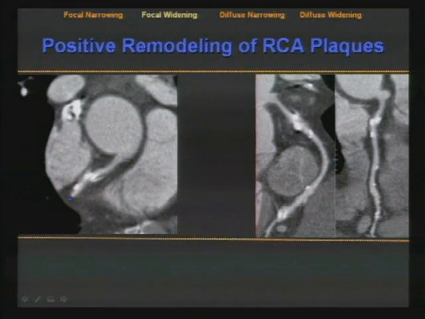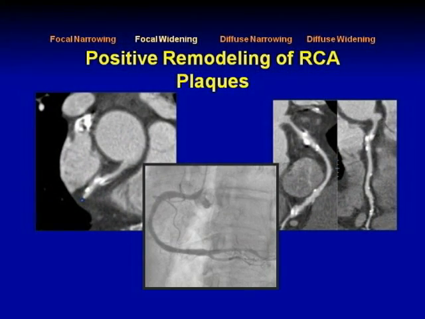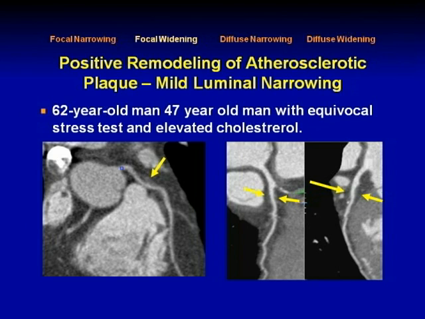This is another patient here who has diffuse disease. Here it's hard to see the vessel lumen because of the calcification, but the rest of the vessel also has atherosclerotic disease, which we see better than angiography, because when the patient had a coronary angiography, that looks completely wide open. Here's another patient, 62-year-old or 47-year-old man with equivocal stress tests and elevated cholesterol, and you can see that there is no significant luminal narrowing despite the presence of plaque.